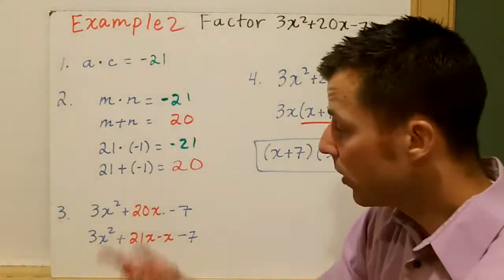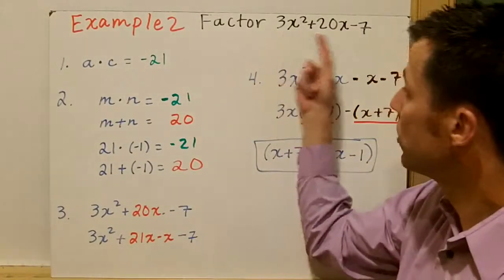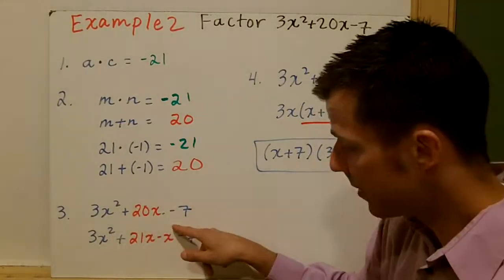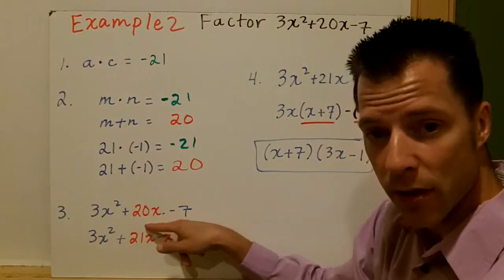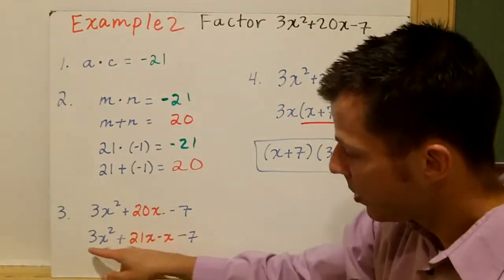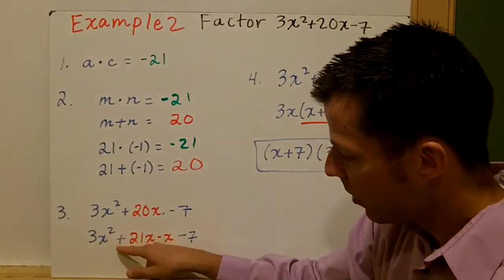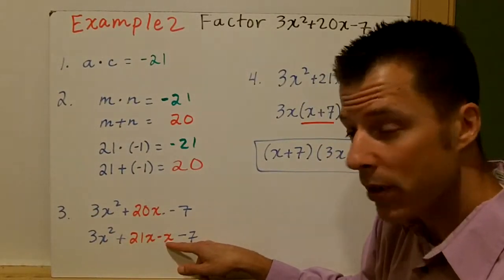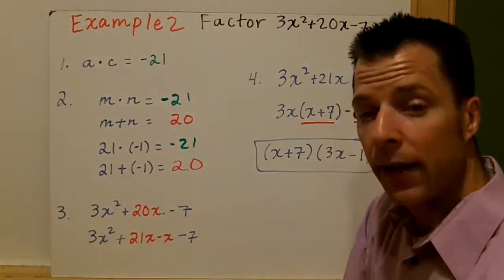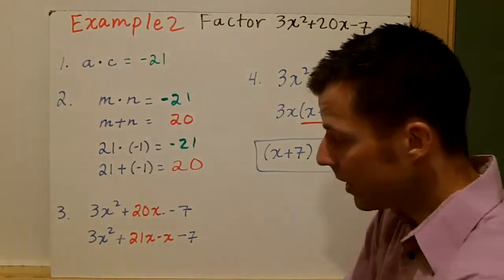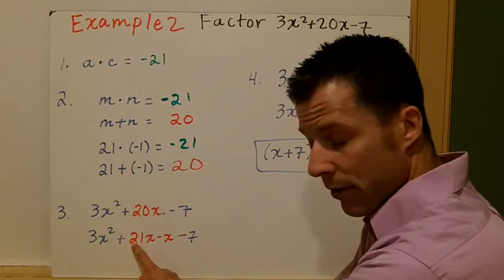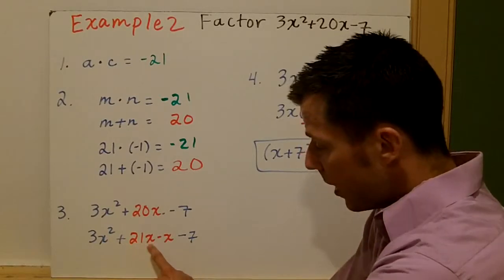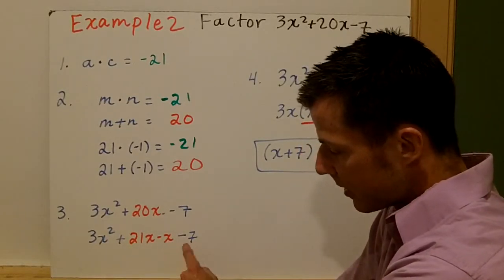In step 3, we go ahead and rewrite our original expression. So we have 3x squared plus 20x minus 7. Again, I put that b term in red because we're going to change that. So now we have 3x squared plus 21x minus x minus 7. I rewrote our expression using our m and n. Now, careful with the way you align these. Notice how I put the 3 and 21 together because they have a common factor of 3. And I put the x and the 7 together.